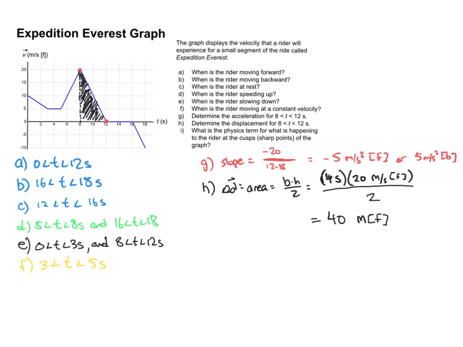And finally, question I. What is the physics term used for what is happening at the cusps, or what is happening to the rider at the cusps of the graph? The cusps are the sharp points. So there's a physics term. So, for example, the cusp right in the middle.